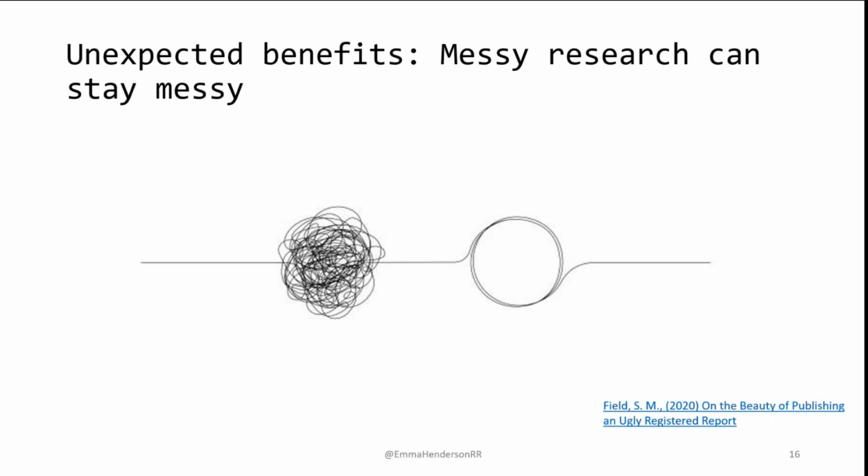So the next one is that messy research can stay messy when it is a registered report. So we know that research is messy, but the traditional publishing model encourages us to present our research as this neat narrative in which we've predicted everything perfectly, and thus it happened exactly as we predicted. And that's not the case.